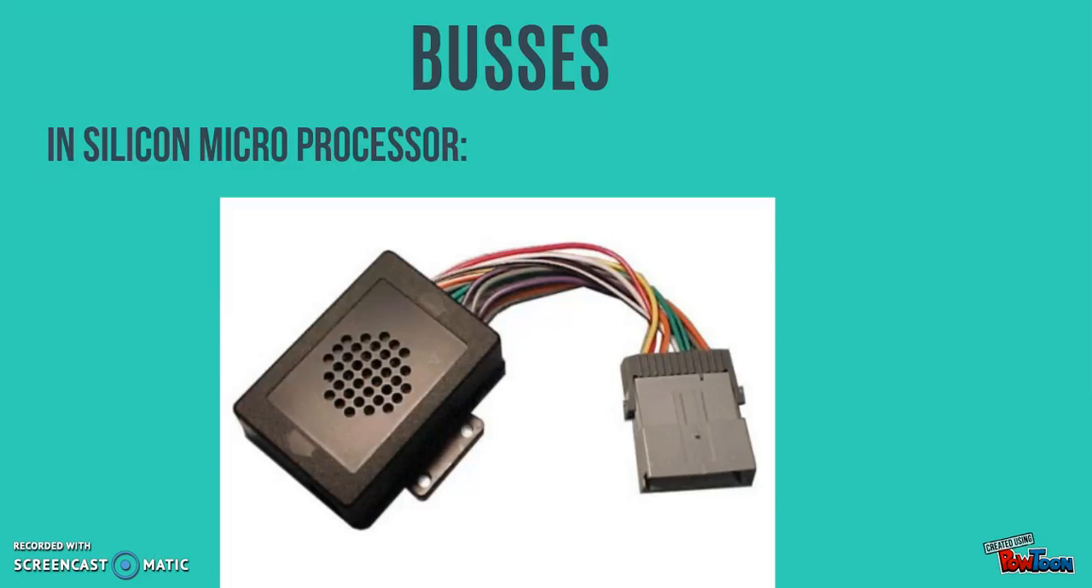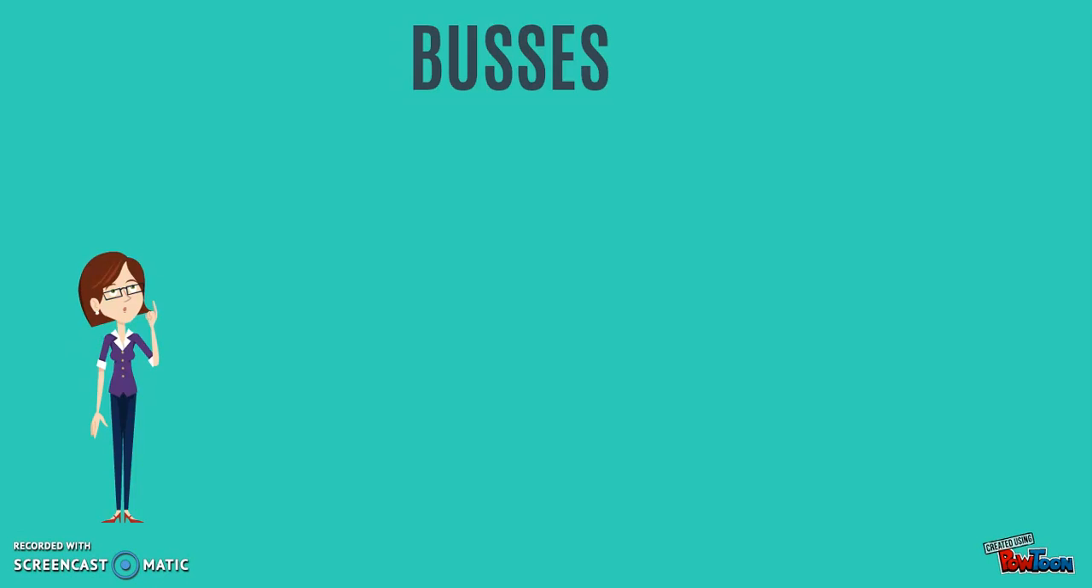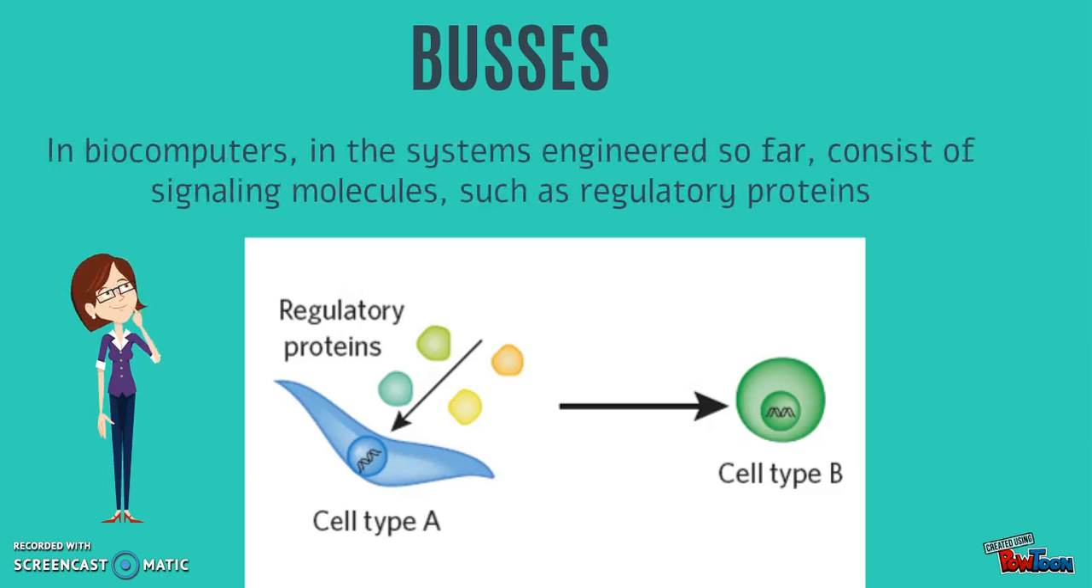In the case of buses, a normal silicon processor consists of wires, as we know before. But when it comes to biological microprocessors, wires in silicon processors are made from solid-state metals, whereas in biocomputers, the systems are engineered, consisting of signaling molecules such as regulatory proteins. For example, in the construction of a XOR gate, as we saw before in the biological ALU, chemical signal molecules are used as wires between different logic gates.